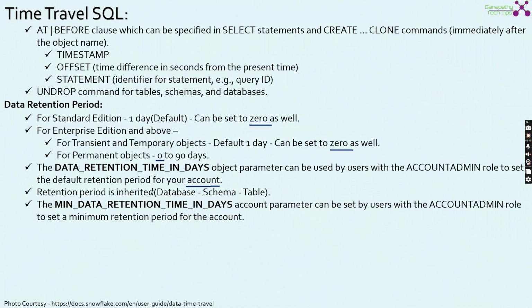Retention period is inherited, meaning if you set the retention at the database level, automatically that value will be inherited by the schema, and that will be inherited by the table. As simple as it is. There is another important parameter which is MIN_DATA_RETENTION_TIME_IN_DAYS. This is again an account level parameter which is set by the account admin role to set the minimum retention period for the account. This is the newer one. It is not available in the previous versions of Snowflake, but currently they added this parameter as well to set the minimum retention period.